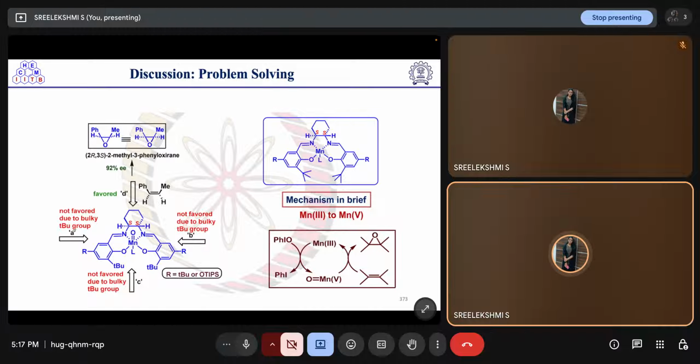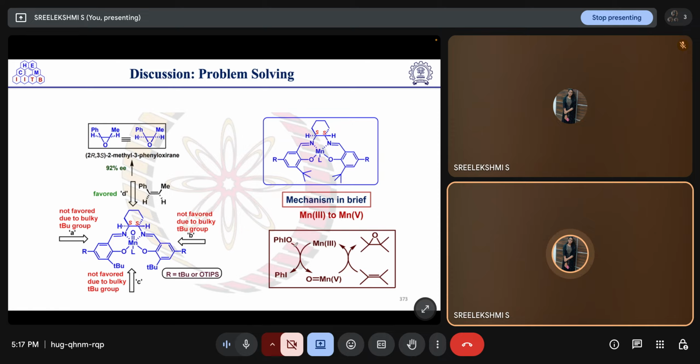So these are some examples of how each epoxide is formed from different catalysts. This is the SS catalyst. Here, as we said, this is not favored due to the bulky group. Here also it is not favored due to the bulky tertiary butyl group. Here also the same thing. And here, this is the favored attack, and this is SS. This R group is a tertiary butyl group or TIPS group. That's why these three attacks are not favored and only this attack is favored.